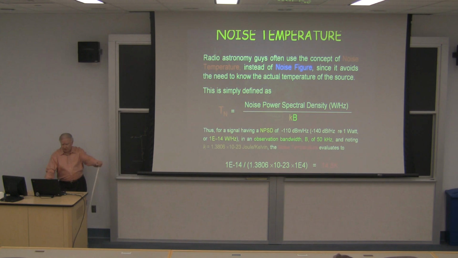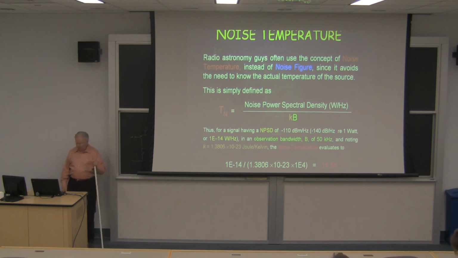People who work in radio astronomy, and one of the folks who used to work for me, Roberto, went down to Arecibo, and he works down there on the telescope, like to talk about noise temperature. A very simple translation is from the noise power spectral density of a signal, which is watts per hertz, divided by Boltzmann's constant times bandwidth. For example, with a bandwidth of 50 kilohertz, and certain other conditions, minus 110 dBm per hertz of noise, that's an effective noise temperature of 14.5 Kelvin.